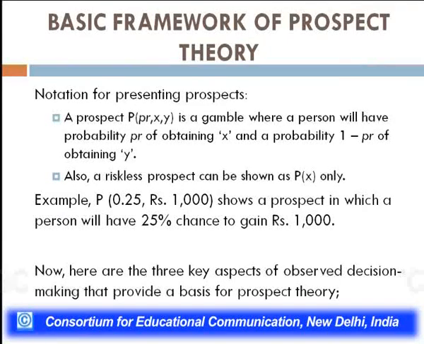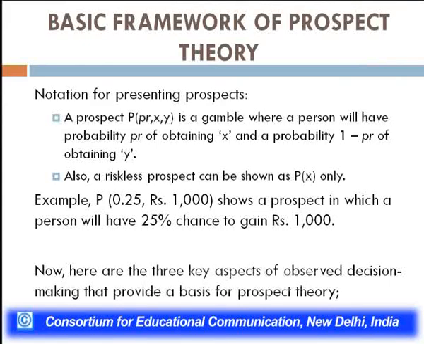Let's talk about the basic framework of prospect theory. Prospect theory assumes that man is not rational, and based on the kind of prospects he sees, or the alternatives available, he decides whether he is going to be a risk seeker or a risk averse. So, let's take an example.